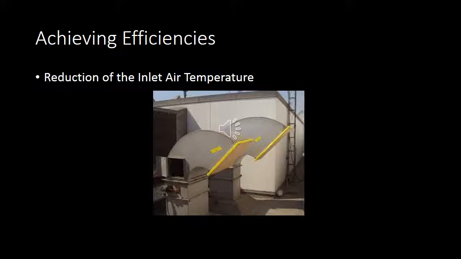Reducing the inlet air temperature reduces the energy used by the compressor. In many plants, it is possible to reduce this inlet air temperature by taking suction from outside the building. As a rule of thumb, each 3 degrees Celsius reduction will save 1% compressor energy use.